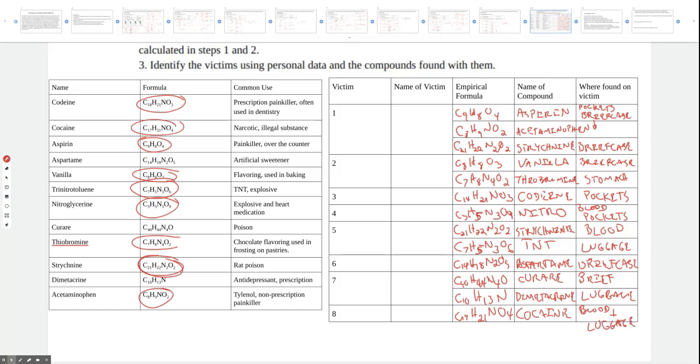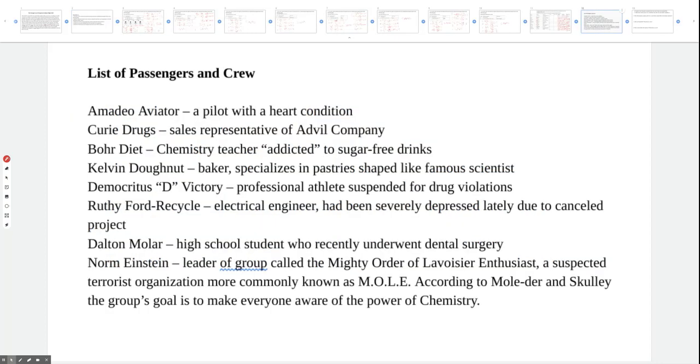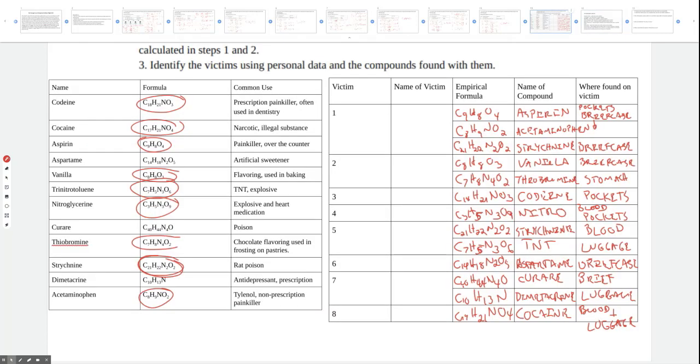All right, now let's see if we can figure out who these people are. Aspirin, acetaminophen, and strychnine. Well, let's see, based on the personal information. Aspirin, acetaminophen is Advil. So someone who has aspirin and acetaminophen would make sense as someone who works for a pharmaceutical company. So we're going to say that that is Curie Drugs. They also had strychnine in their briefcase. Strychnine is a poison, so that's suspicious, to say the least.